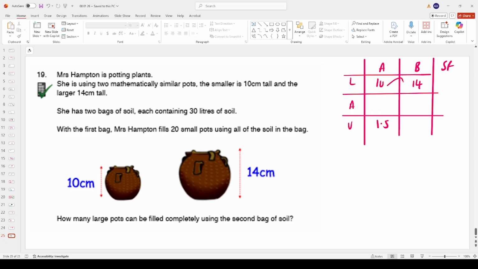How do I get from 10 to 14? It's times 1.4, right? Agreed?